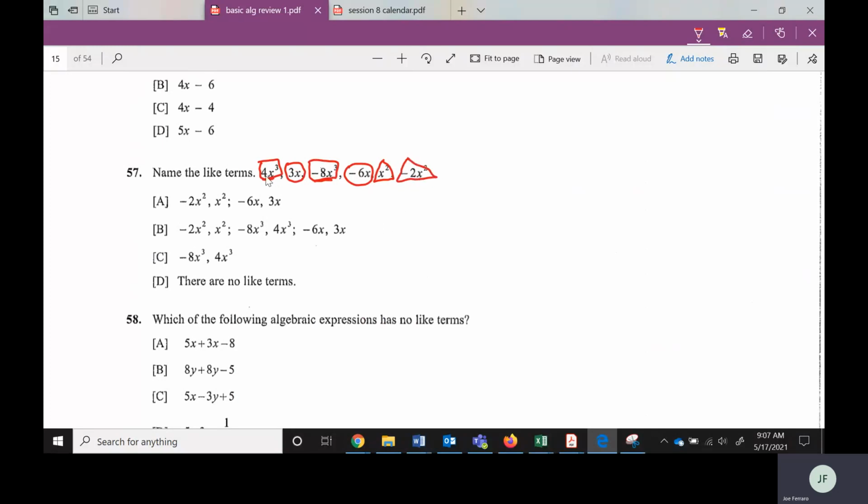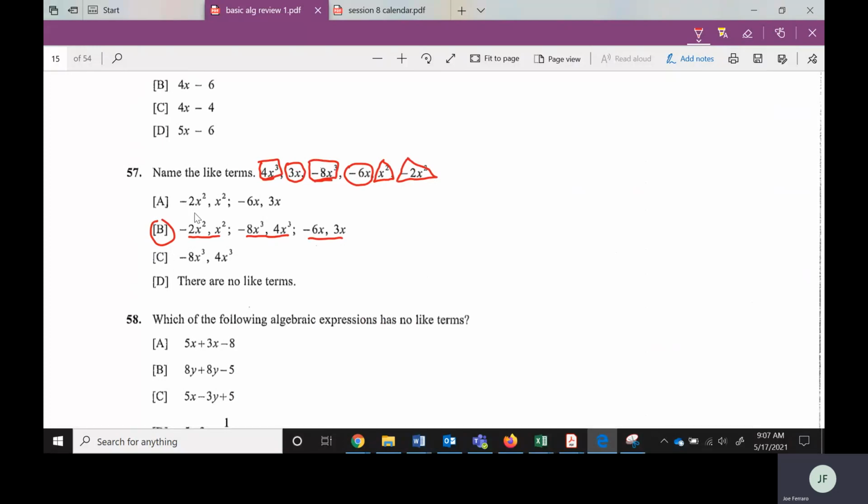Okay, so we got to group these up. There are actually 3 sets of like terms. 4x squared, or 4x to the third, -8x to the third, right here. We have the circled ones, 3x and -6x. Then we have x squared and -2x squared. Those are right there. This is our set.